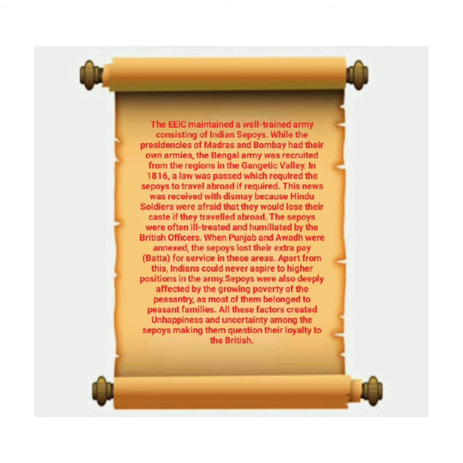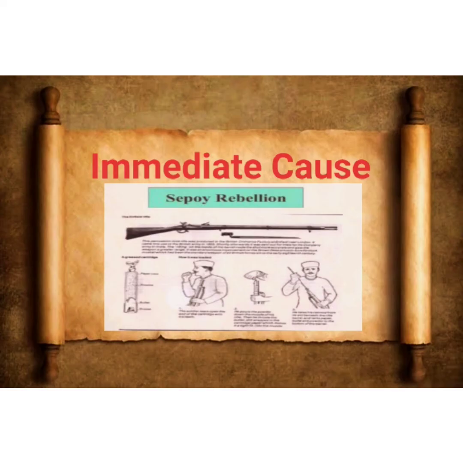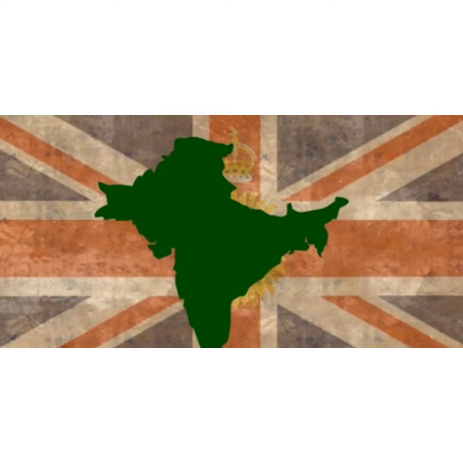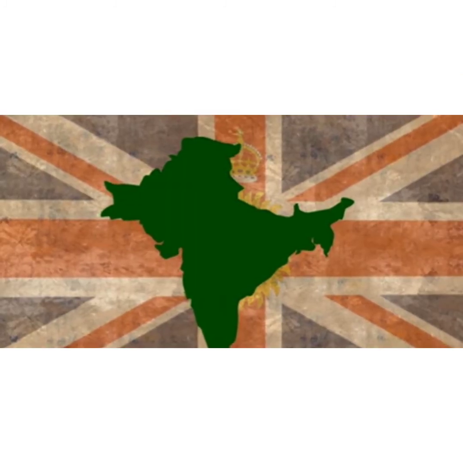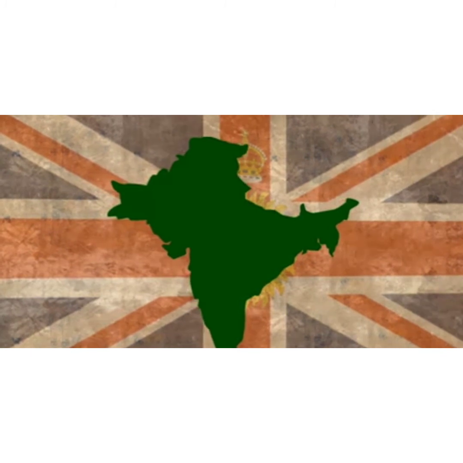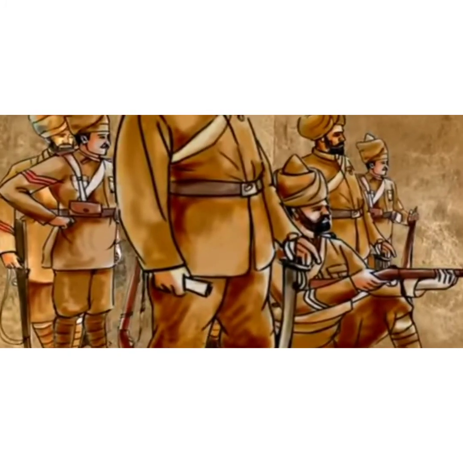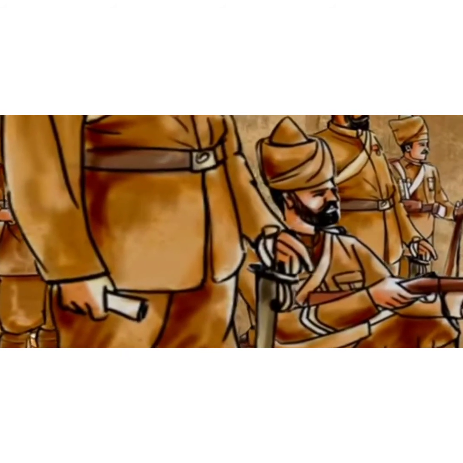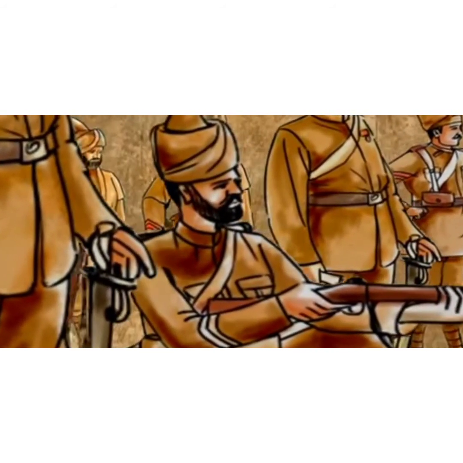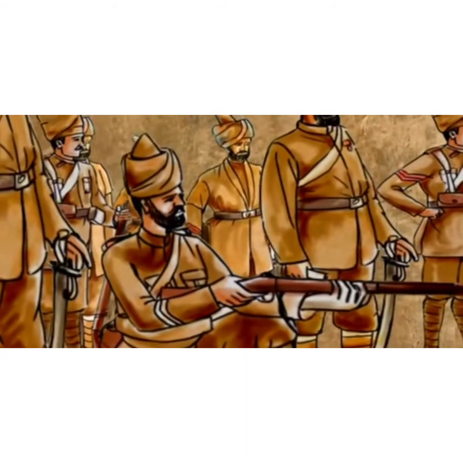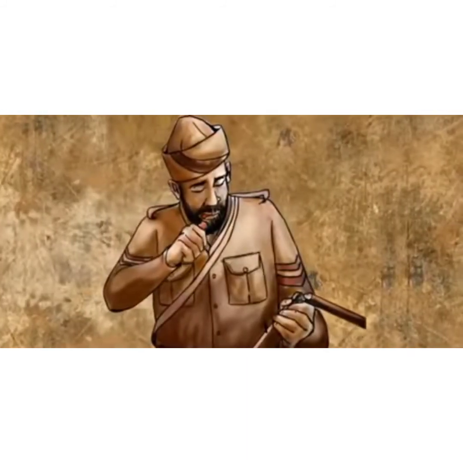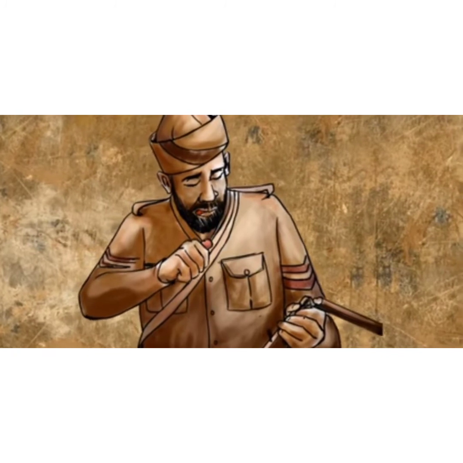Now coming to the immediate cause, which is somewhere the most important cause for the uprising, the revolt of 1857. Most historians believe that the issue of the Enfield rifle was the immediate cause of the revolt. Yes, you all must have heard the name of Mangal Pandey. We'll be continuing this later. The discontent against the British had grown so much that this was enough to spark off the uprising.